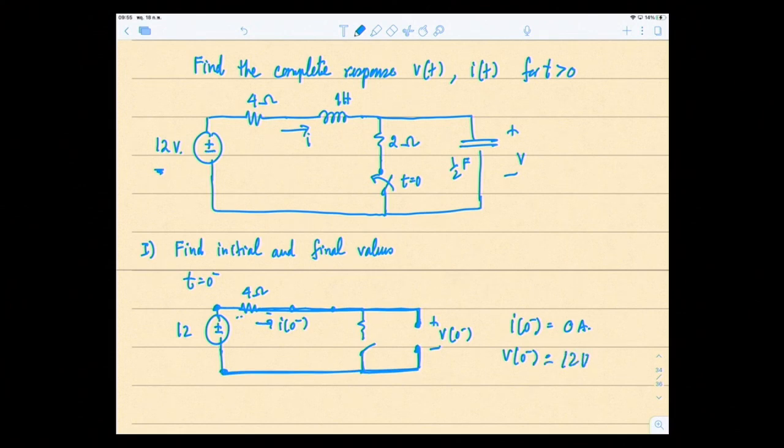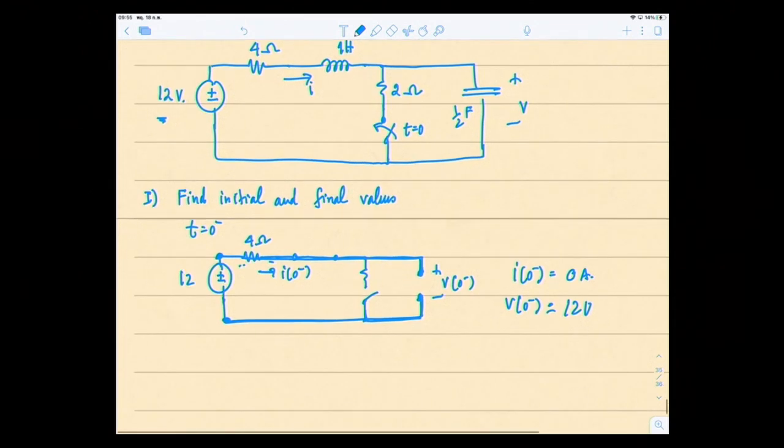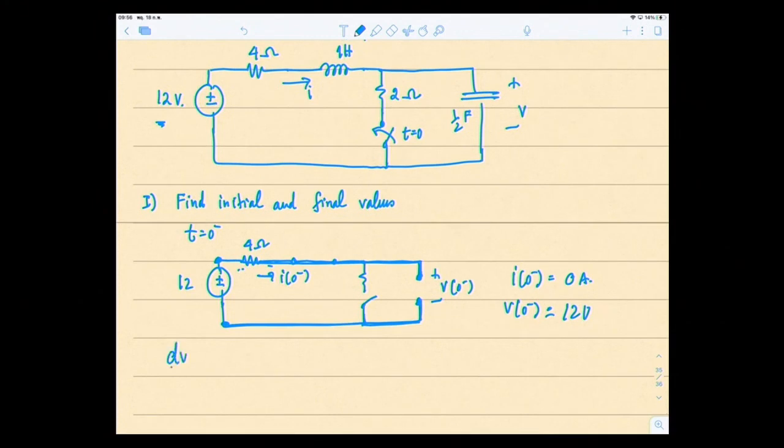Okay, those are the initial values. So what is another one that we have to find? We have to find V first, correct? Another initial value that we need to find is dV/dt at 0. That's another one. Okay. So then at t equal to 0 plus, right?